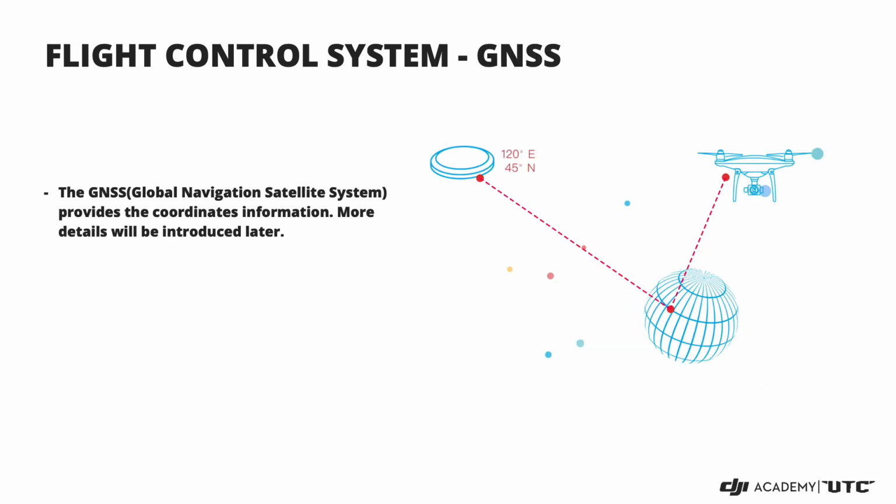The first essential part is GNSS. GNSS is short for Global Navigation Satellite System, and GPS is one of the most famous GNSS. Just like your smartphone, UAV receives signals from the satellite and calculates the position. In short, GNSS can tell the UAV, "Where am I?"